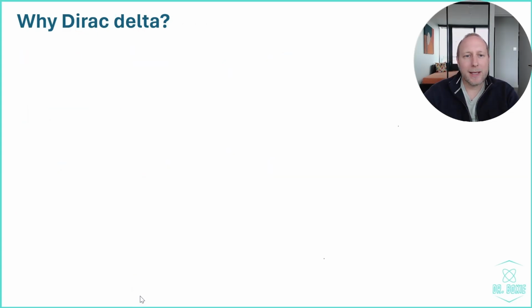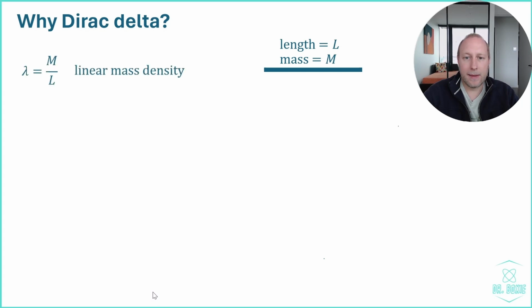Now, the first time you encounter a delta function, it may look like a quite unnatural and useless object. So I want to give you a motivation for why it is actually a very useful tool to have in physics. So we consider a rod of length L and mass m, and we define its linear mass density as that mass divided by its length. So lambda, the mass density, tells us how much the mass is per unit of length.